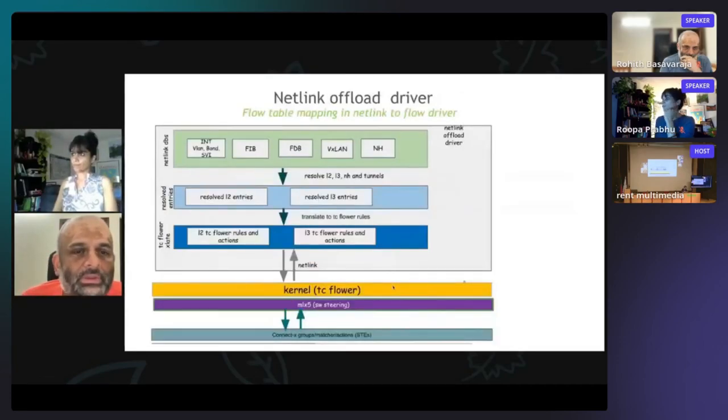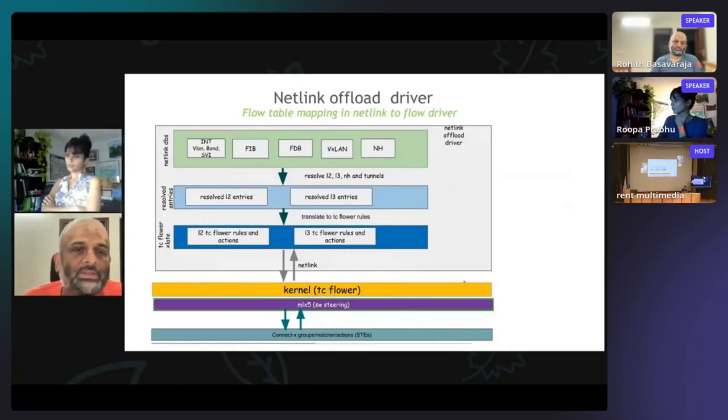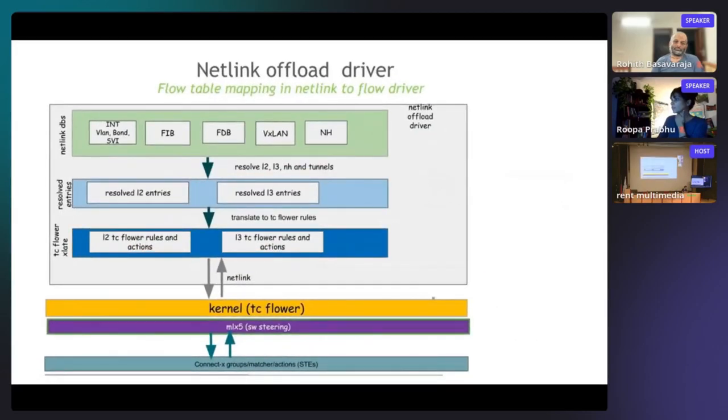Let's zoom in in a little more detail on the Netlink offload driver. As I mentioned, we have a separate Netlink cache for each Netlink entity type. For example, we have a separate Netlink cache for the interface, the FIB, the FDB, the VXLAN and the next hops. The Netlink offload driver uses this state and translates it into resolved L2 entries, which form the FDB entries, and into resolved L3 entries, which form the forwarding entries for L3 forwarding.